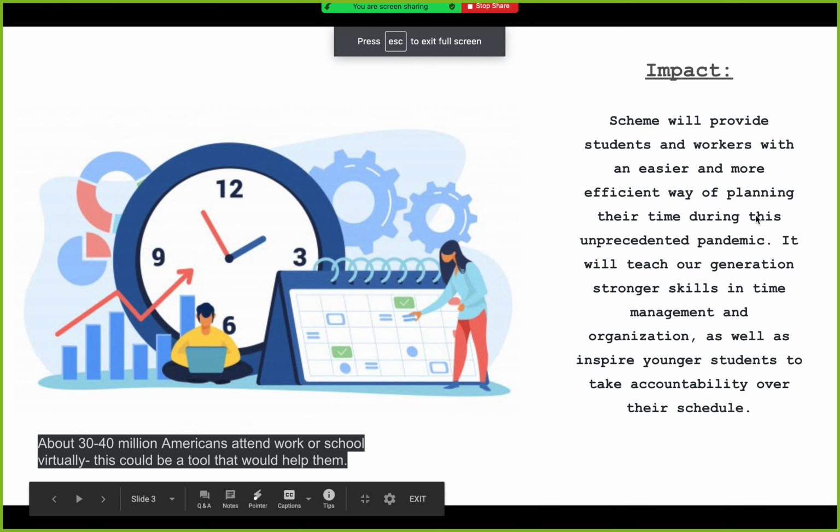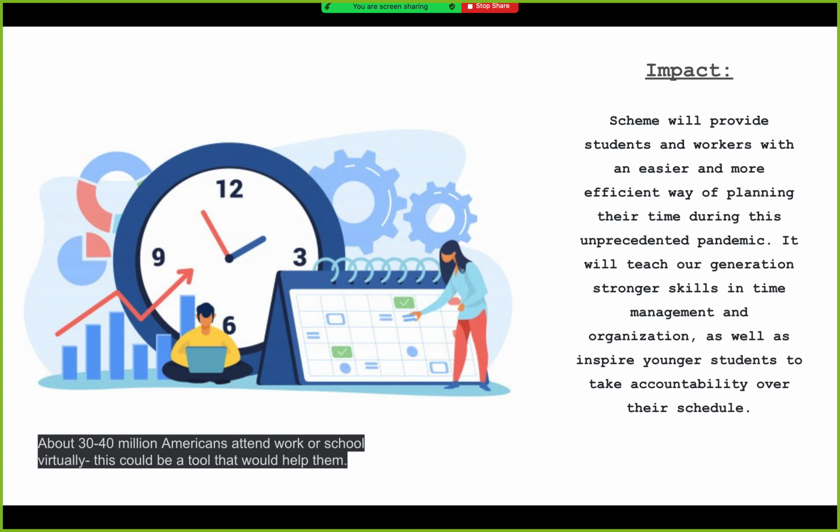For the impact, Scheme will provide students and workers with an easier and more efficient way of planning their time during this unprecedented pandemic. It will teach our generation stronger skills in time management and organization, as well as inspire younger students to take accountability over their schedule. Currently, we have millions of Americans attending work or school virtually. Scheme is a way that they could very well transform the way that they view scheduling.